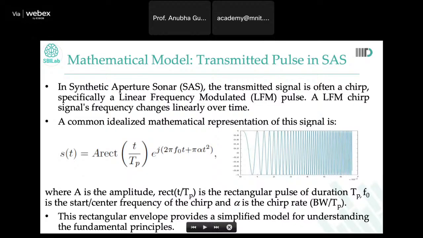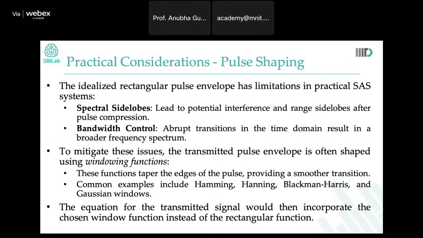So f0 is the start frequency of the chirp and alpha is the chirp rate. And chirp rate is nothing but bandwidth divided by TP. So this rectangular envelope provides a simplified model for understanding the basic principles. But in SAS, actually, you are not transmitting just a pure cosine wave or a cosine pulse of limited duration, but actually you transmit a chirp signal, and we'll see mathematically why from a signal processing point of view, it makes sense.